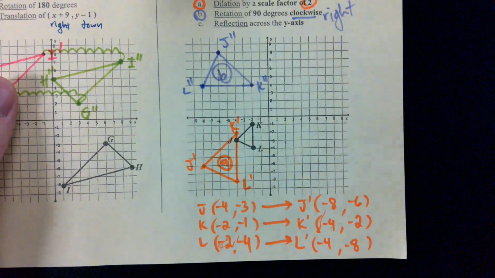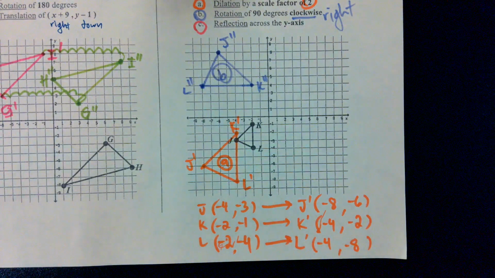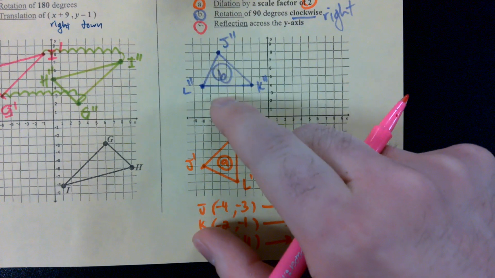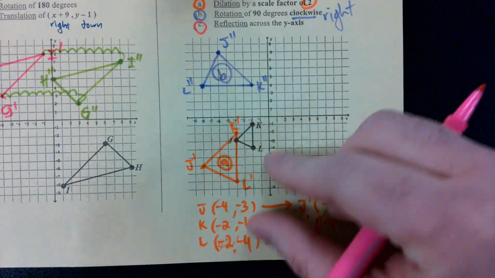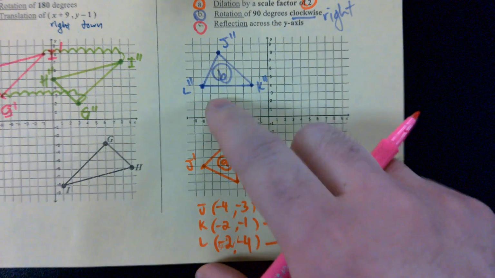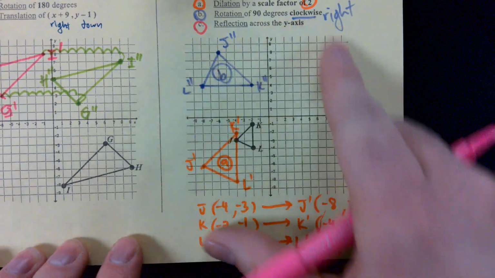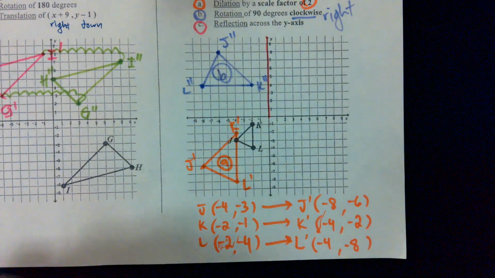Almost done. 2/3 of the way done. But now we have to do transformation C, which is a reflection across the y-axis. Now we have to make sure, again, that we're using our most recent triangle. We're not going back to the orange triangle. We're not going back to our original pre-image. We're using our double prime triangle, and we're reflecting it across this y-axis right here.